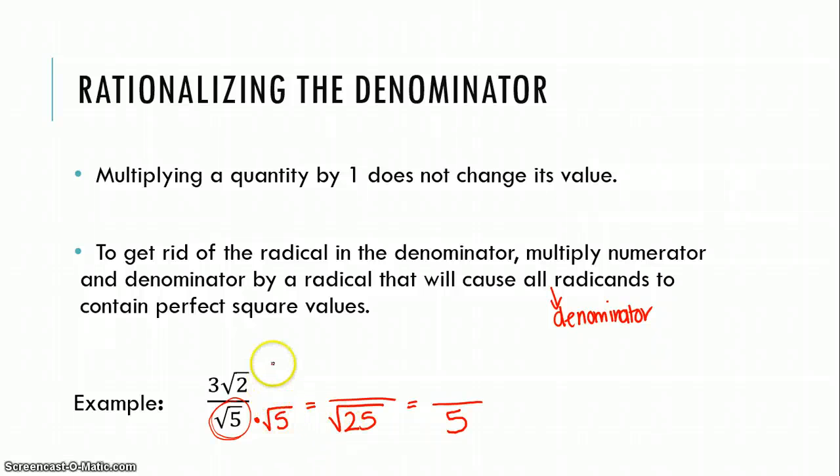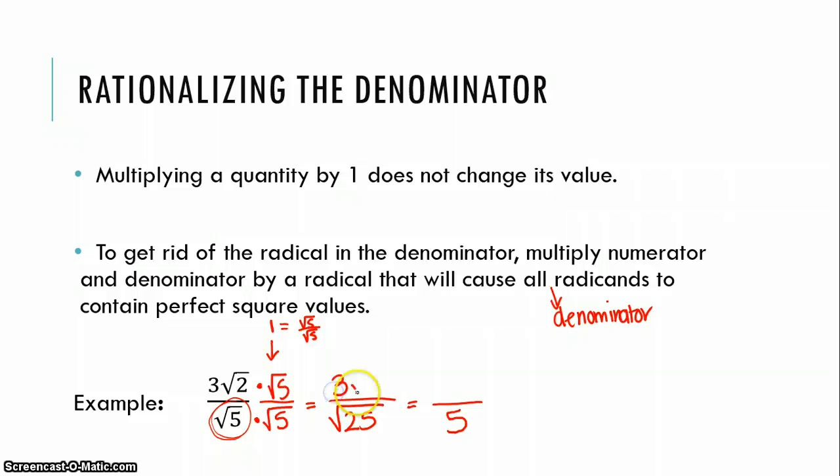To be able to do that, though, I have to look at what I'm multiplying by. I can only multiply by a quantity of 1. I want to multiply by 1 here so that I'm not actually changing any values, I'm just simplifying. So if I multiply by root 5 divided by root 5, that is 1. If I multiply by root 5 in the numerator and denominator, I haven't really changed any values.